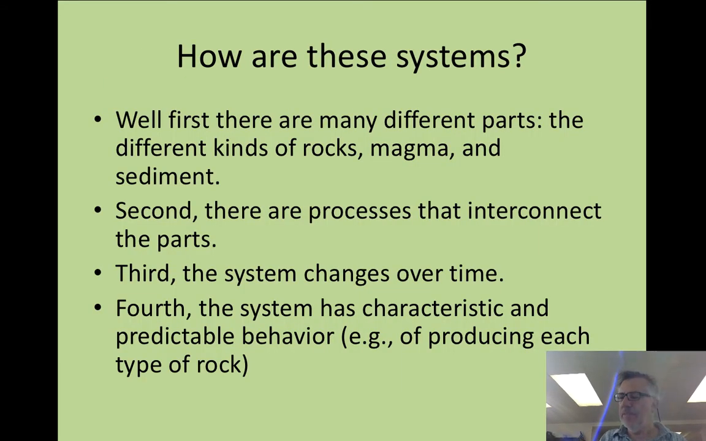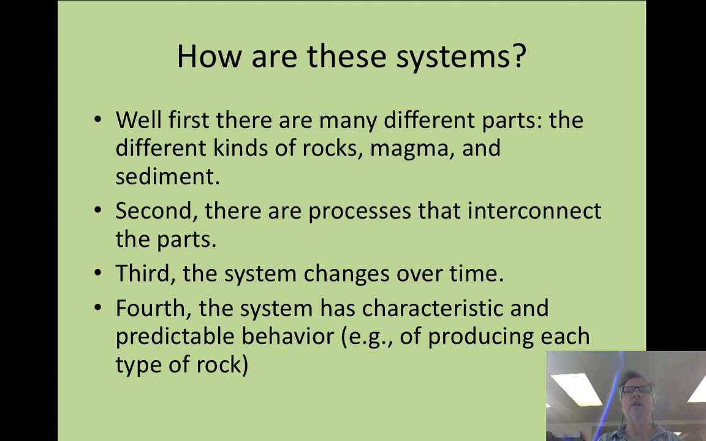How is this a system? Well, this is a system because it has many different parts, they're interconnected, and they depend on one another. The different kinds of rock can become one another. If sedimentary rock melts, it becomes magma, and then magma, when it solidifies, becomes igneous rock. Igneous rock, when it weathers, becomes sedimentary rock. There are processes that interconnect the parts.